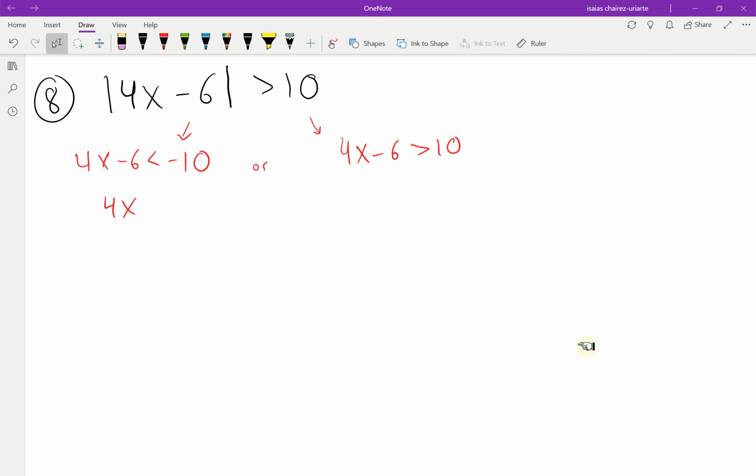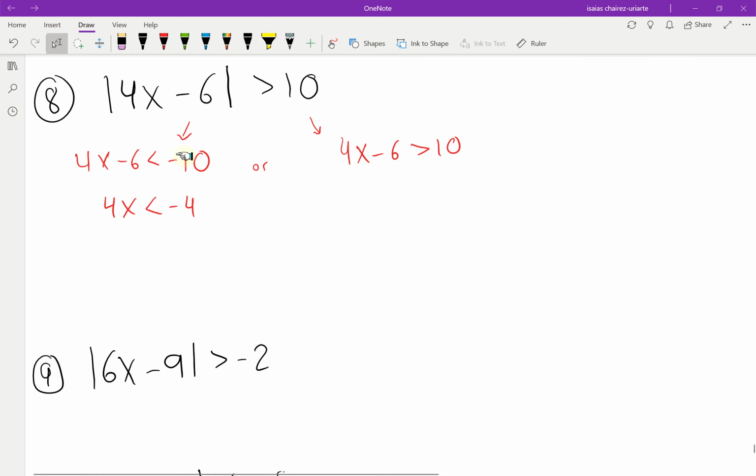So I have that 4x is less than -4 here, because all I did was add 6. I add 6 to both sides. I'm going to add 6 over here as well. So I have that 4x is bigger than 16.